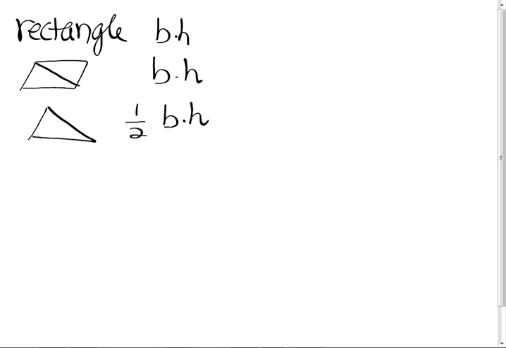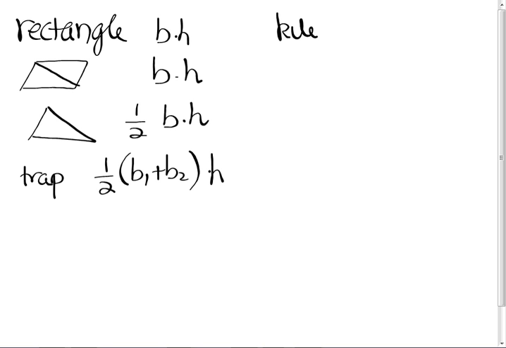Then the trapezoid is the one that you might have some troubles with. I know what it is. It's 1/2 times (B1 plus B2) times height. And by the way, it works for a parallelogram. B1 and B2 are the same, so I get base times height. It's just averaging the bases for a trapezoid. And then we did a kite. That's another one that's kind of strange. Area is equal to 1/2 the product of the diagonals.